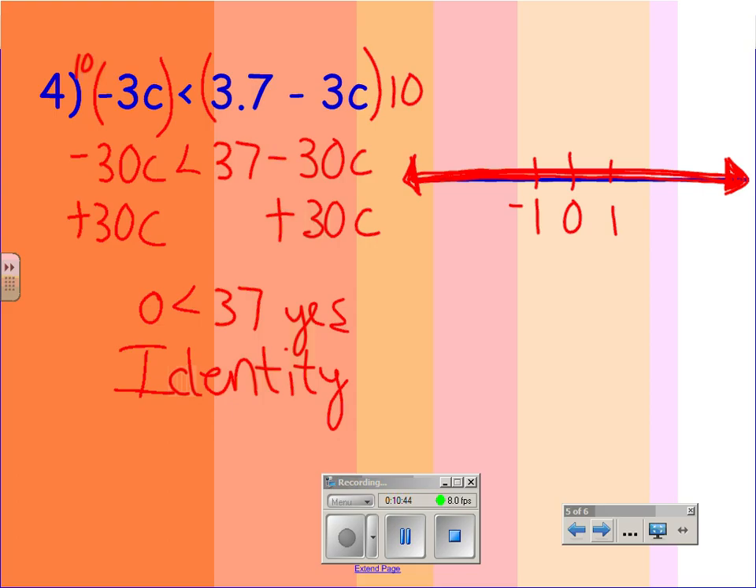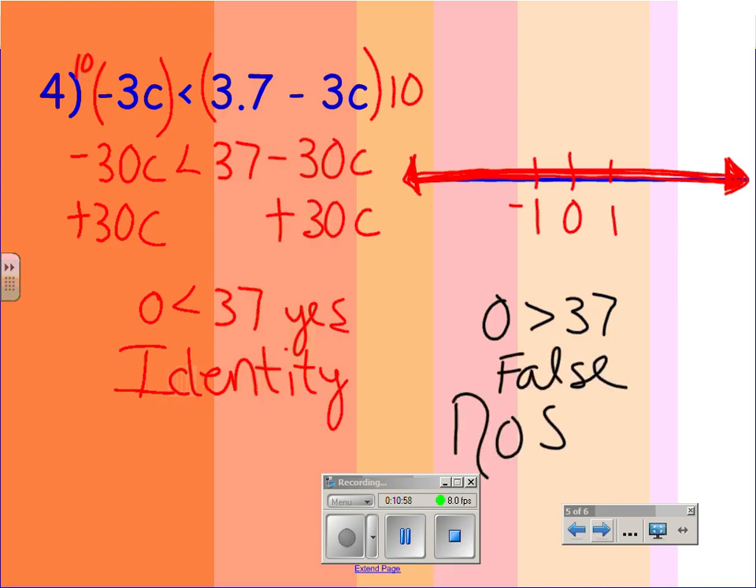So just kind of a bonus question. What if I get to the end and I had something like 0 is greater than 37? Well, that of course is false. So we would say, yep, you guessed it, no solution. So when you get down to the bottom and you have your inequality statement, just ask yourself if it's true. Yes, this is true. That means it's identity. If the statement is false, then you have no solution. Can I graph no solution? Of course not. So then you would just be done with that.